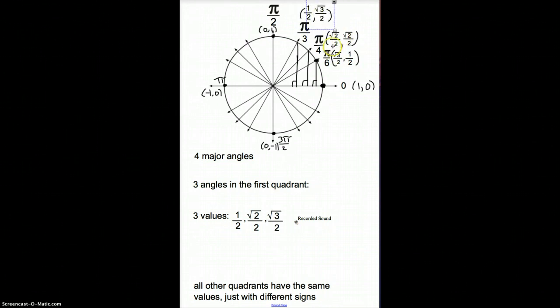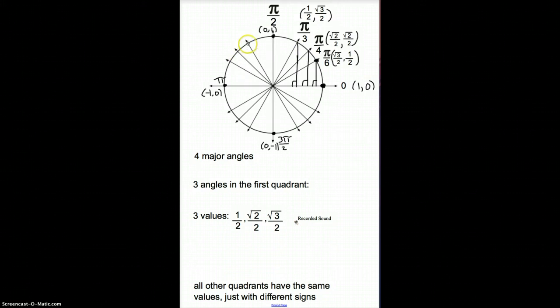So you only have three numbers to remember in these interior angles here: 1/2, square root of 2 over 2, and square root of 3 over 2. The 30, 60, 90 triangles both have 1/2 and square root of 3 over 2. You just have to figure out which side's the short side and the long side. And the pi over 4, the 45, 45, 90, is the same two values, square root of 2 over 2. So there's four major angles: the 0, the pi over 2, the pi, and the 3 pi over 2. And then there's three little angles inside of here with only three values to remember. Now all other quadrants have the same values, just with different signs.